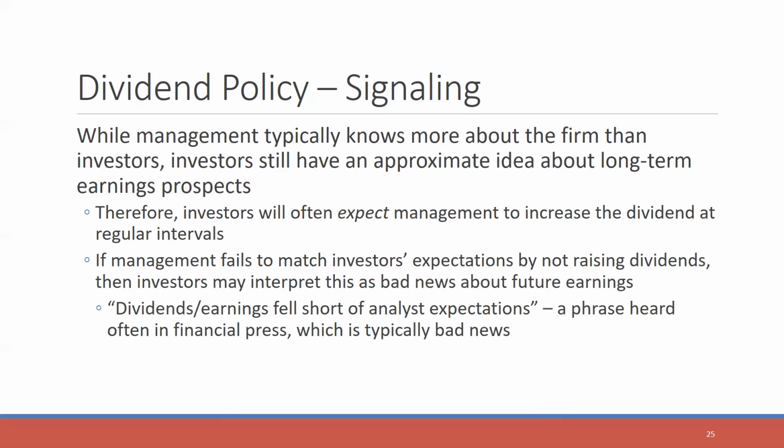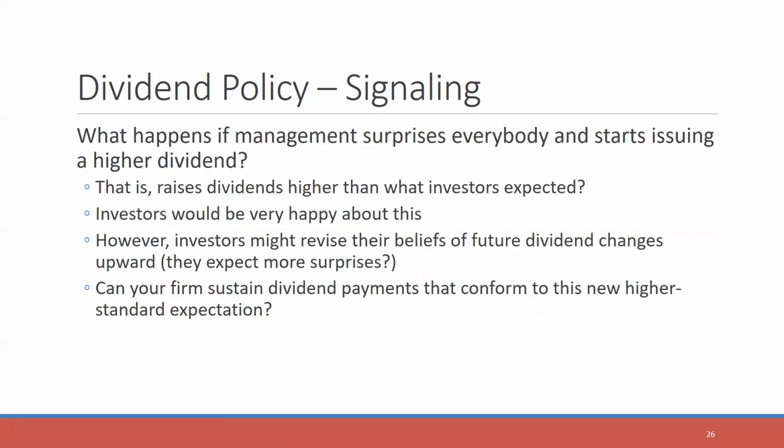While management typically knows more about the firm than investors, investors still have an approximate idea about long term earning prospects. So investors will often expect management to increase the dividend at regular intervals. If management fails to match investors' expectations by not raising dividends, then investors may interpret this as bad news about future earnings. So you hear this phrase quite often: dividends or earnings fell short of analyst expectations, which again is typically bad news. Why? Because investors are expecting this increase in dividends.